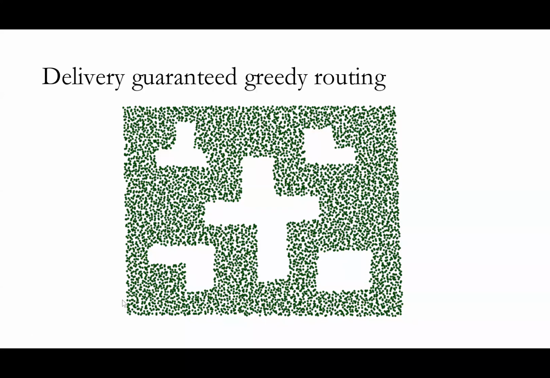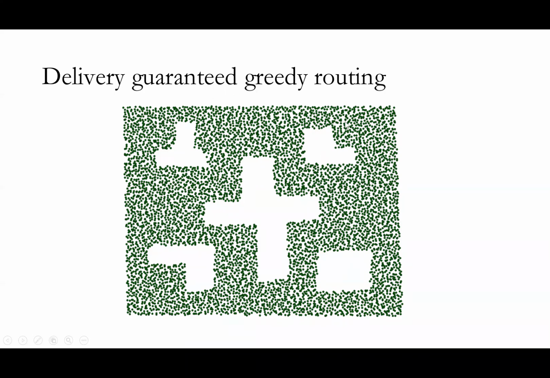Suppose one sensor wants to deliver a message from this spot to this spot. The sensor will tell its neighbors, and the neighbor that is getting closer to the target will pass the message on to its neighbor again. That neighbor is getting closer. So this is called greedy routing.